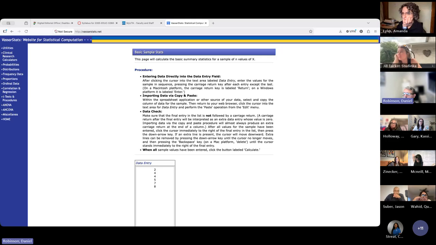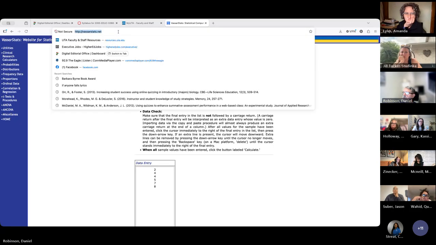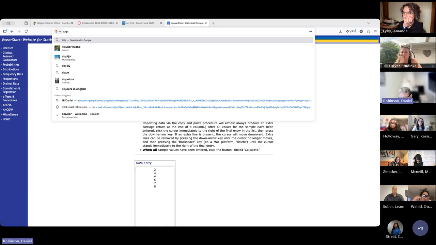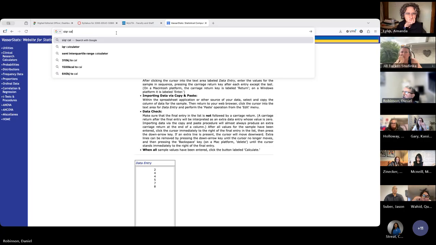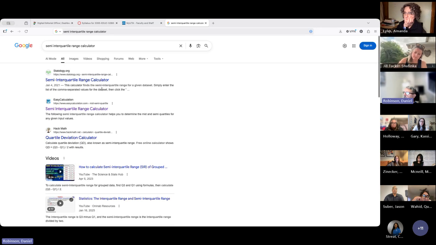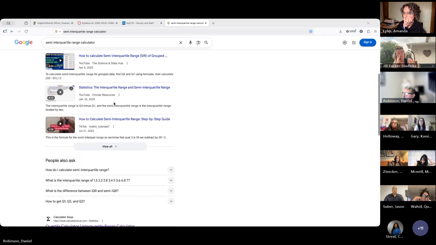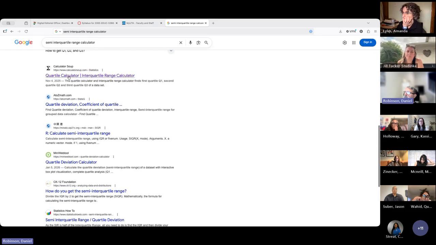Now we want to also know how to do median, interquartile range, semi-interquartile range, stuff like that. So I can get out of Vassar Stats, and let's just say I want to Google something like SIQR calculator, semi-interquartile range calculator. Comes up right away, and I've got easy calculation. Look at all these options I've got. The one I kind of like is calculator soup. But again, you can use any of these, but you want to practice with them.